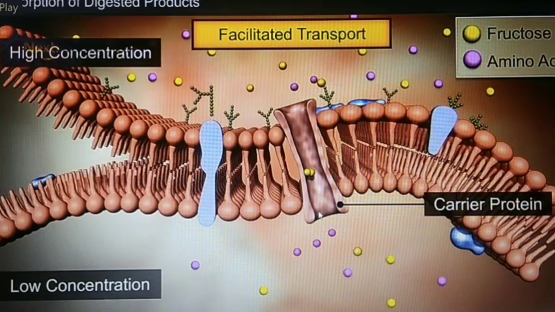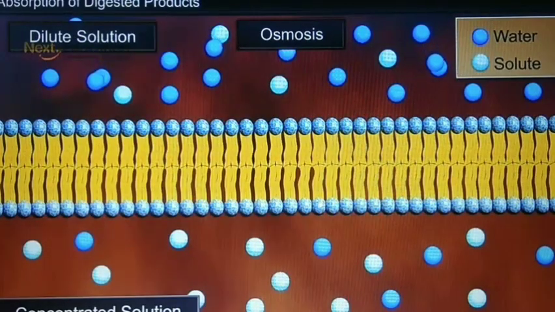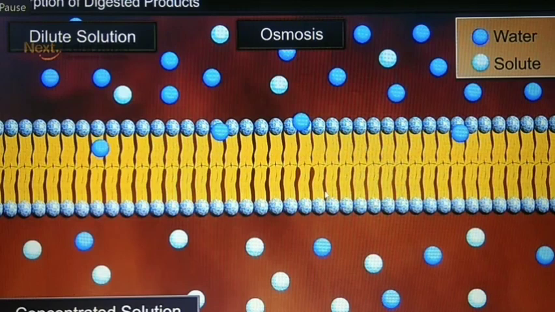So that is called facilitated transport or facilitated diffusion. Then the next one is called osmosis, where the water and solute move. You are already familiar with osmosis, the movement of water molecules from a higher concentration to a lower concentration across a semi-permeable membrane. Here the semi-permeable membrane is the cell membrane, so through the cell membrane, the water and the solute pass from a higher concentration to a lower concentration.